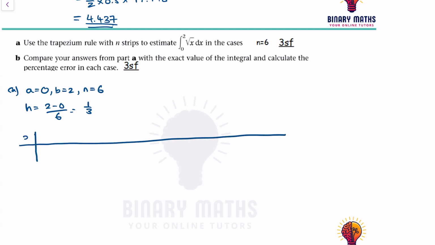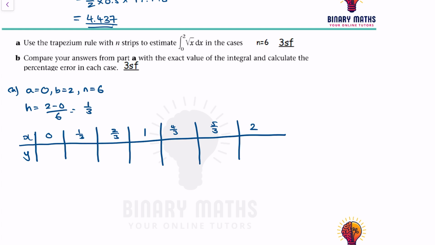Okay, so I need to substitute into my function for my x values of 0, a third, 2/3, 1, 4/3, 5/3, all the way up to 2. So I should have 1, 2, 3, 4, 5, 6, 7 y values, which is right because my number of strips is 6 and my number of y values has to be 1 more.